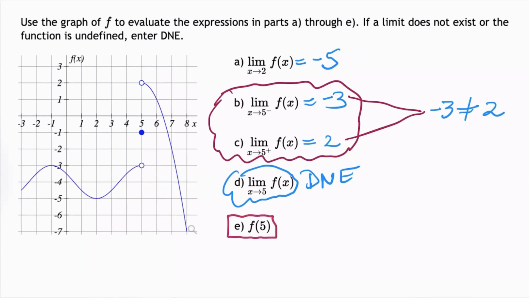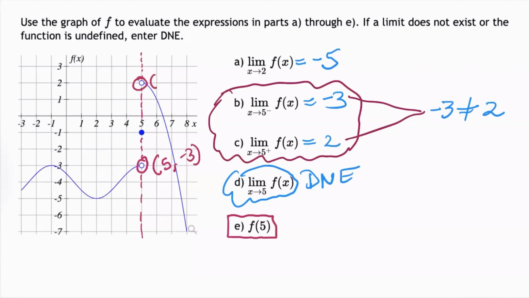Okay, and finally, we need to evaluate the function at x equals 5. We're not taking a limit here. We're just finding the y value when x is 5. So once again, all along this vertical line, x is 5. And at this open circle, the coordinates are x equals 5 and y equals -3. But since it's an open circle, that point is not on the graph of f of x.